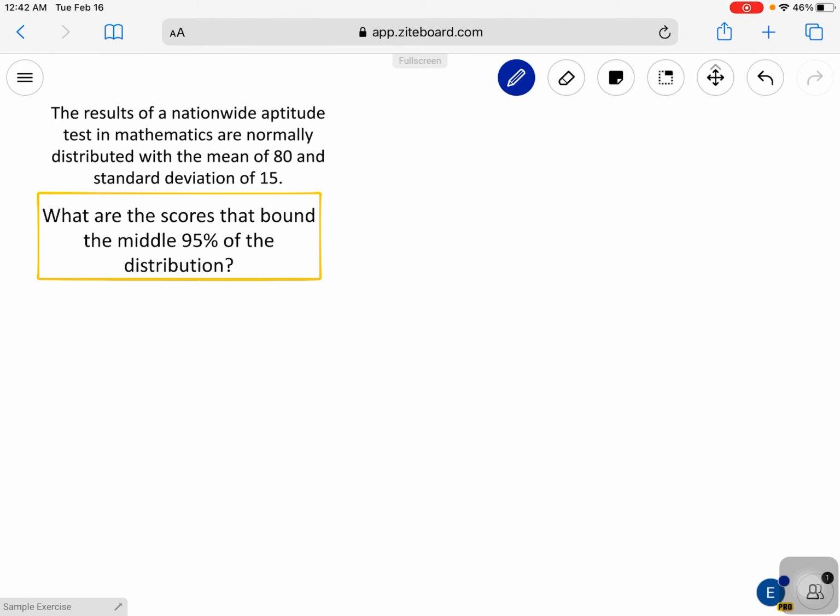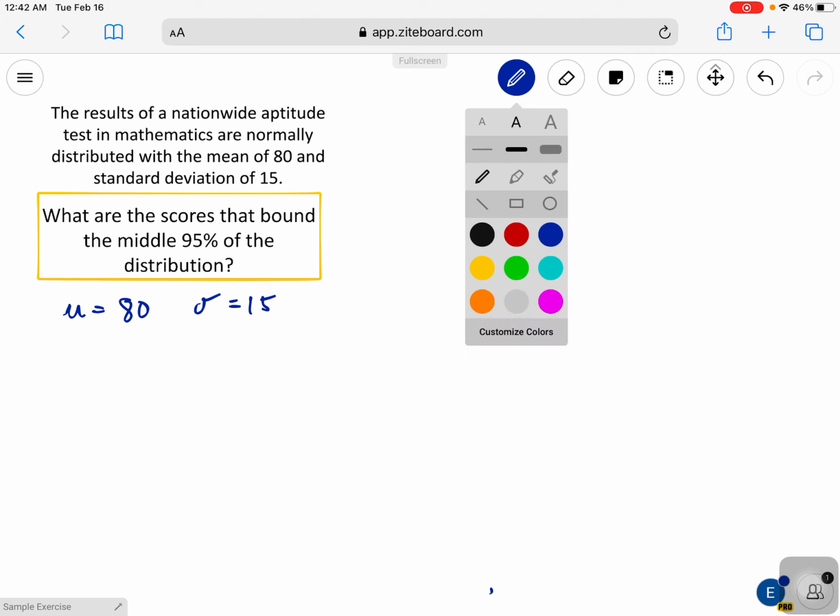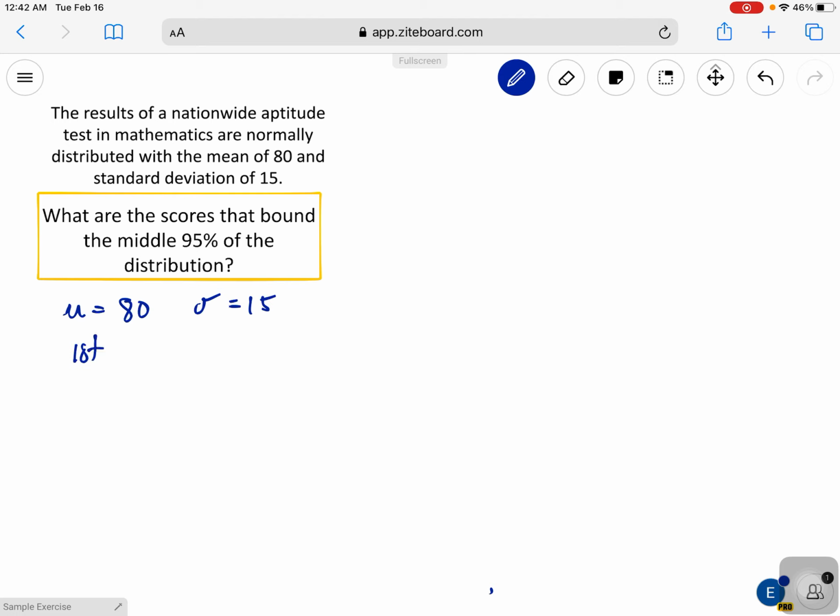So let's try to write the given values here. Since this is a nationwide aptitude test, the values are the population mean, which is equal to 80, and our population standard deviation, which is sigma, equal to 15. Now, the first step here is to illustrate the curve and locate the area.